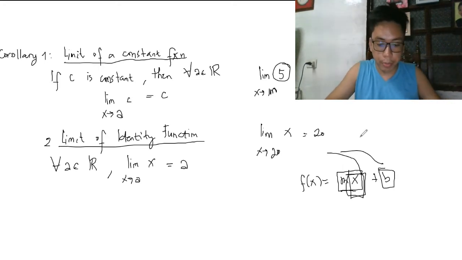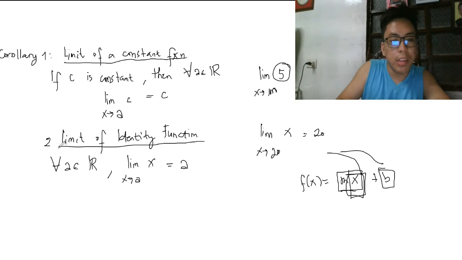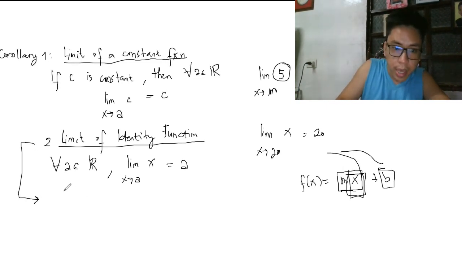So I'm going to show the proof for that. For number 2, this is very obvious. You can just assume that your f of x, mx plus b here, you assume that b here is 0. So you get to work on this one.